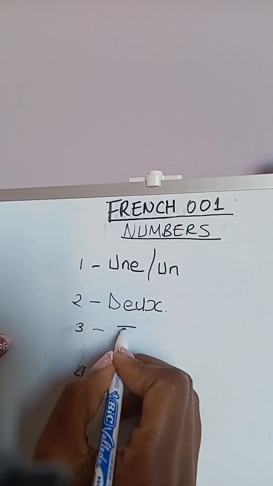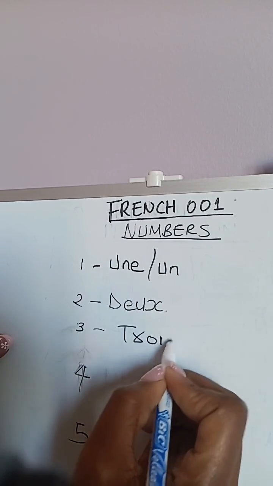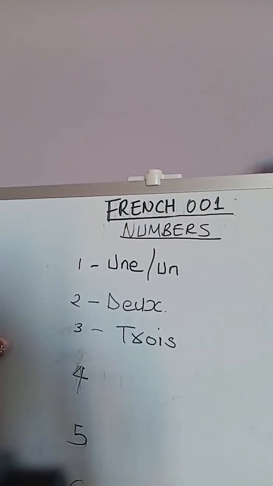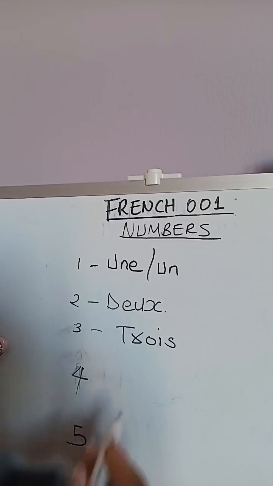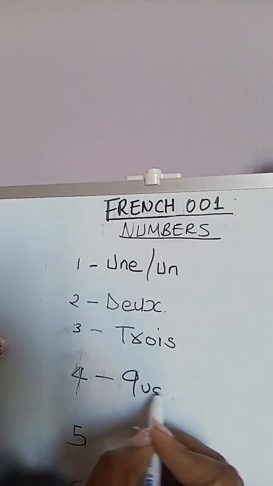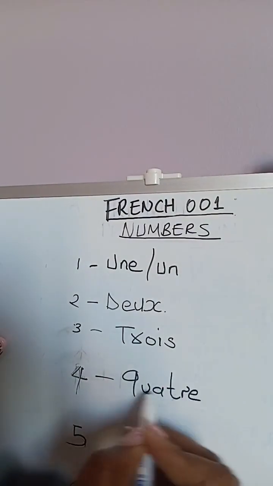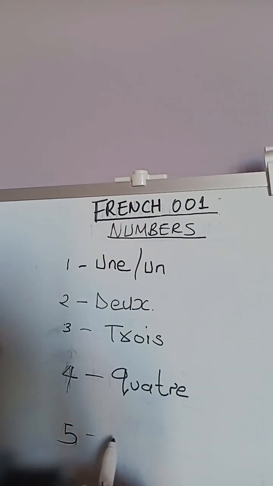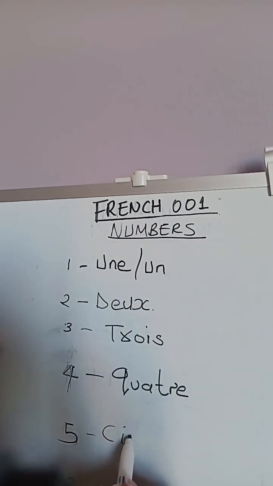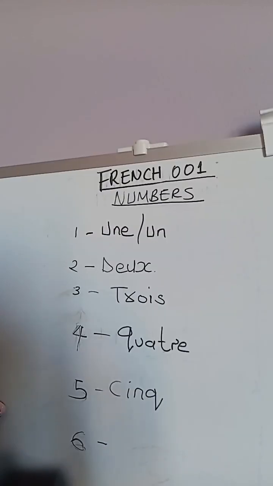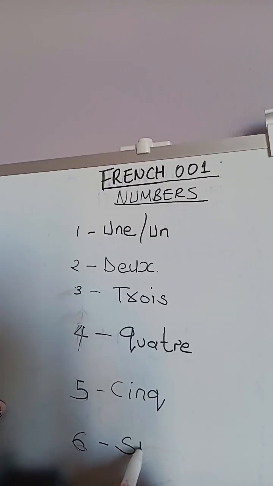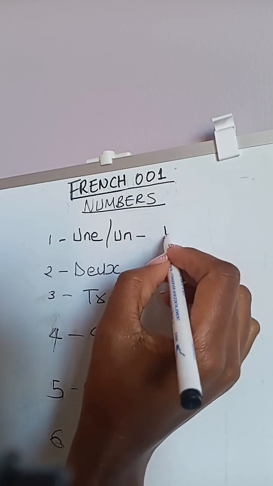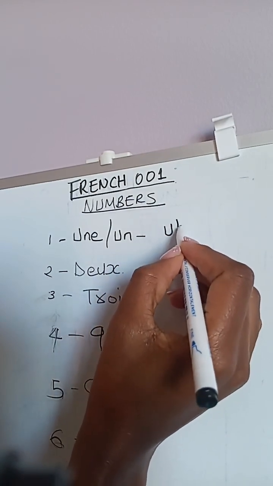Three. We are going to read them. Okay? Now we are at number 4. How do we say 4? Quatre, voilà. How do we say 5? Cinq. So 6, voilà, six. So how do we read un? Un.